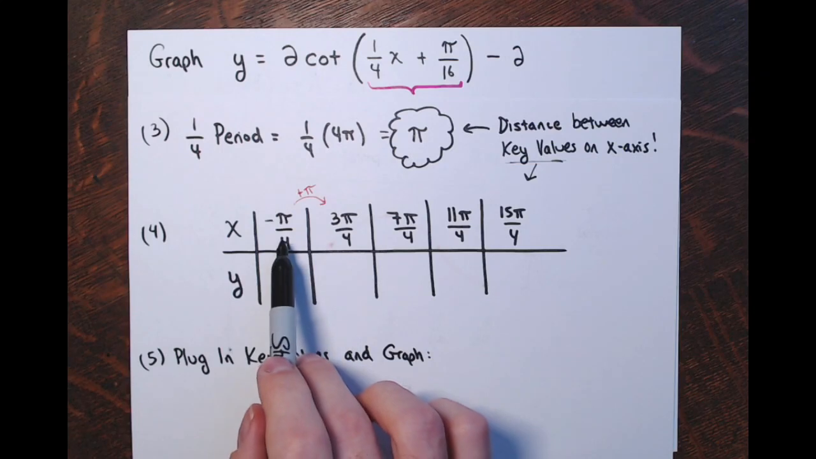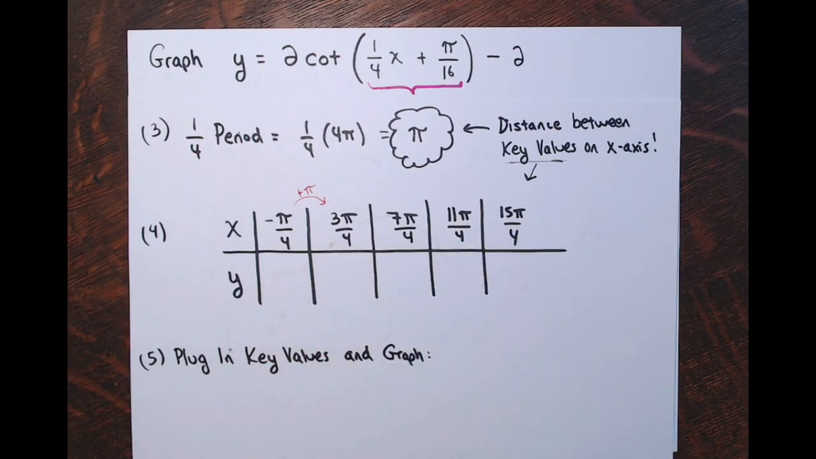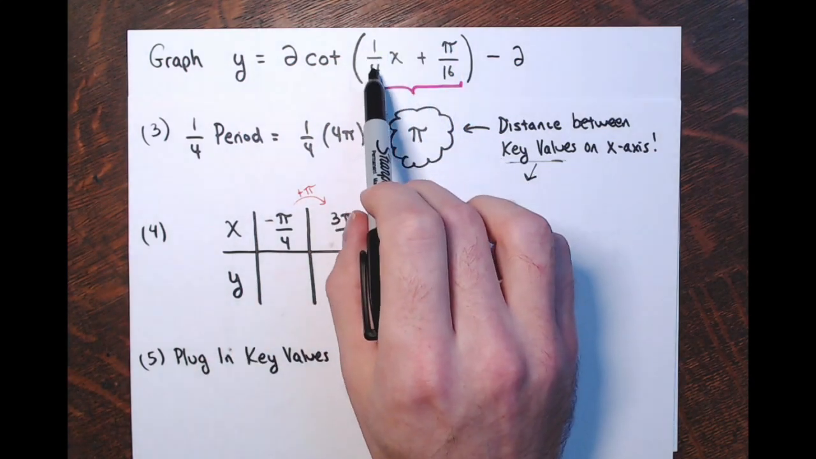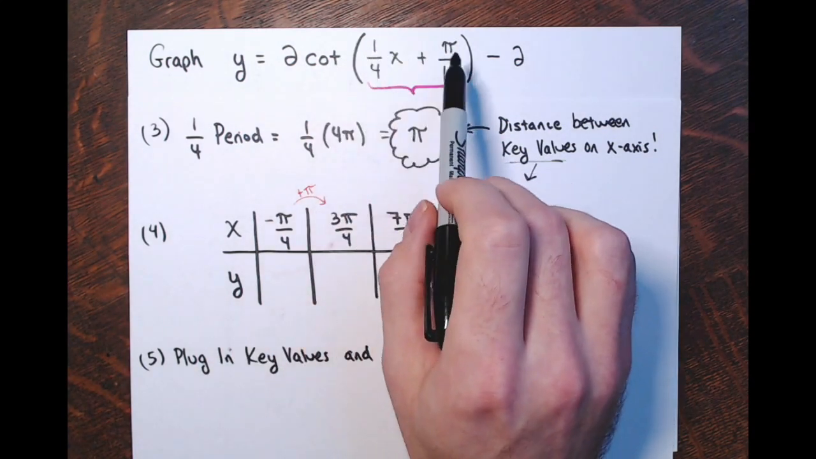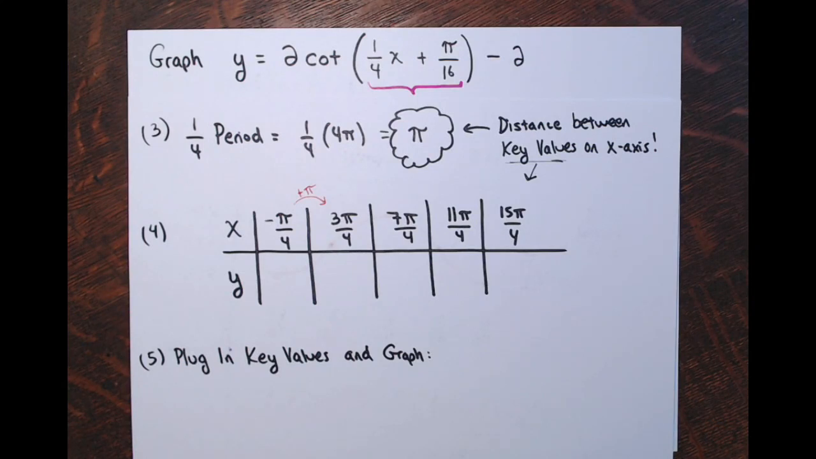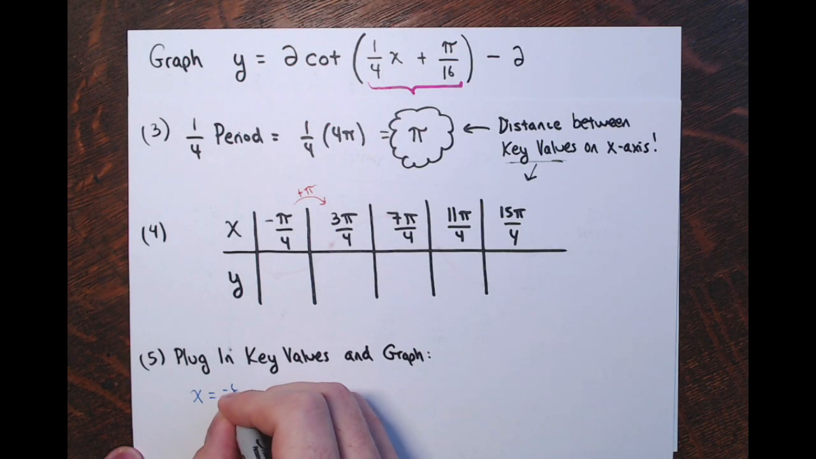Now again, the whole reason I'm calling these key values is because when I plug them in, you're going to see the angle inside the cotangent. It's going to be something really nice. It's going to be some multiple of pi over 4, which hopefully you'll know the cotangent of really easily. So I'll start off with x equals negative pi over 4. That's pi over 4, sorry.